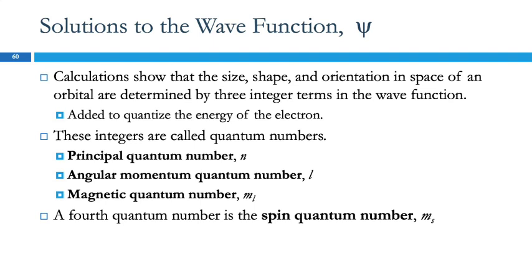So the quantum numbers have names. There's the principal quantum number, n, the angular momentum quantum number, which is l, the magnetic quantum number, m sub l, and then there's a fourth one, the spin quantum number, m sub s.